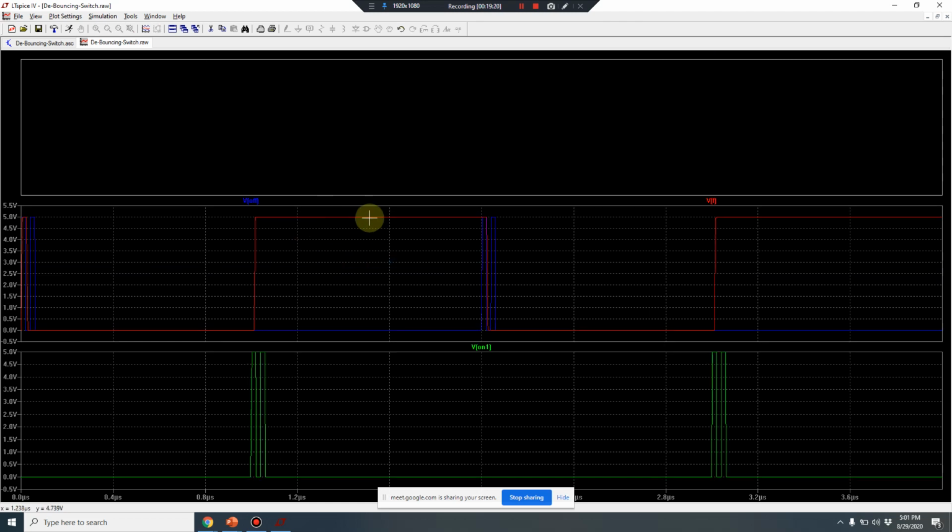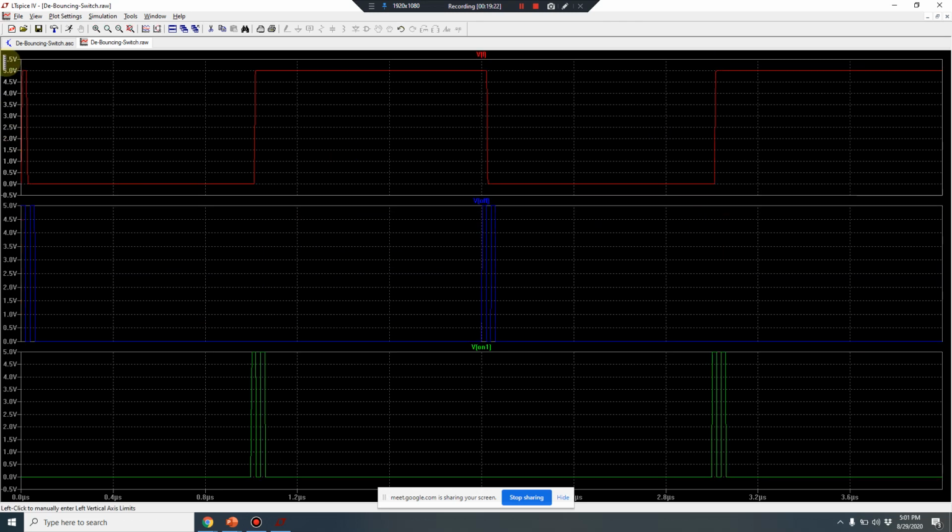At plot plane. Okay, the output will go to 0 at the very first instance. There are many pulses here, but still it will go to off position, right? And then it will continue.